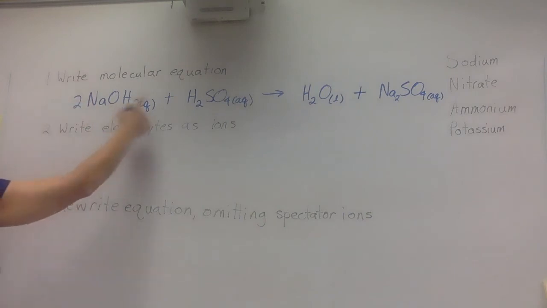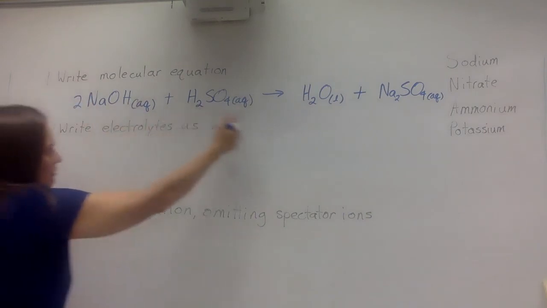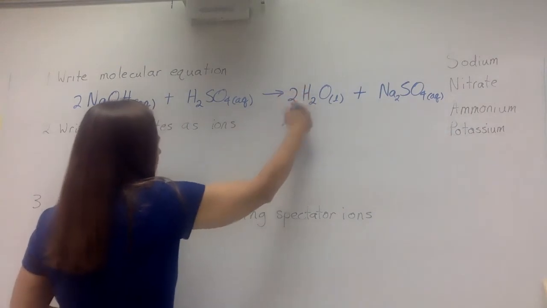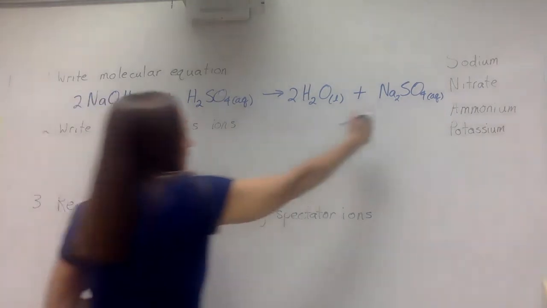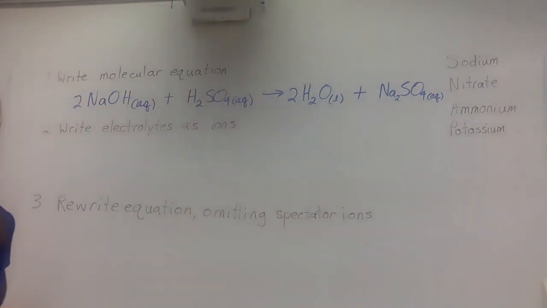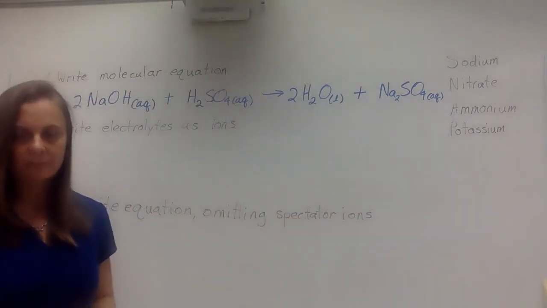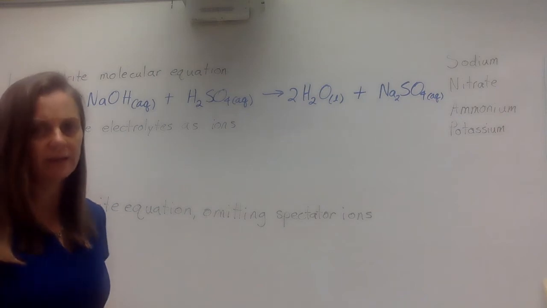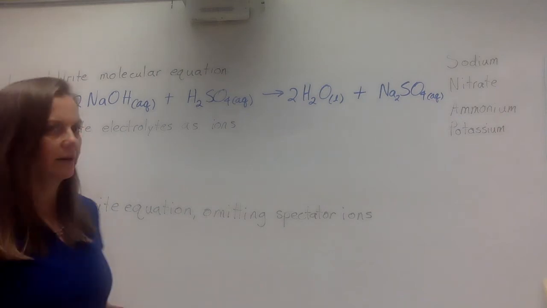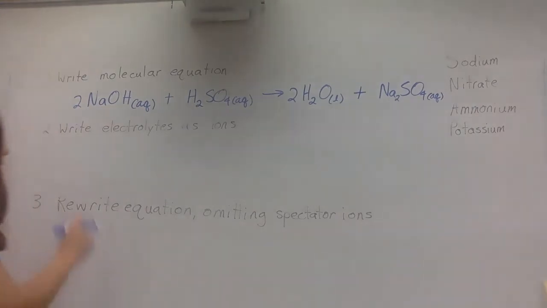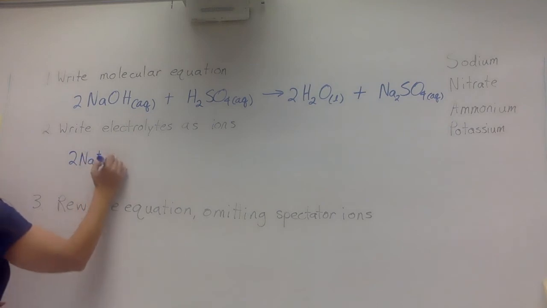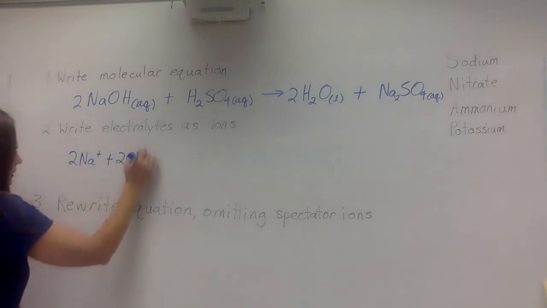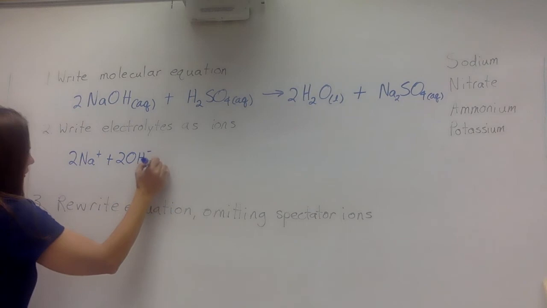That gives me 2 hydrogens, and 2 more hydrogens is 4 hydrogens. So I'm going to put a 2 here. That gives me 2 oxygens, 2 oxygens, 1 sulfate, and we're all balanced. Okay, let's talk about writing these as ions. So sodium hydroxide dissolves completely in water. So I have 2 sodium ions and 2 hydroxide ions, both dissolved in water.